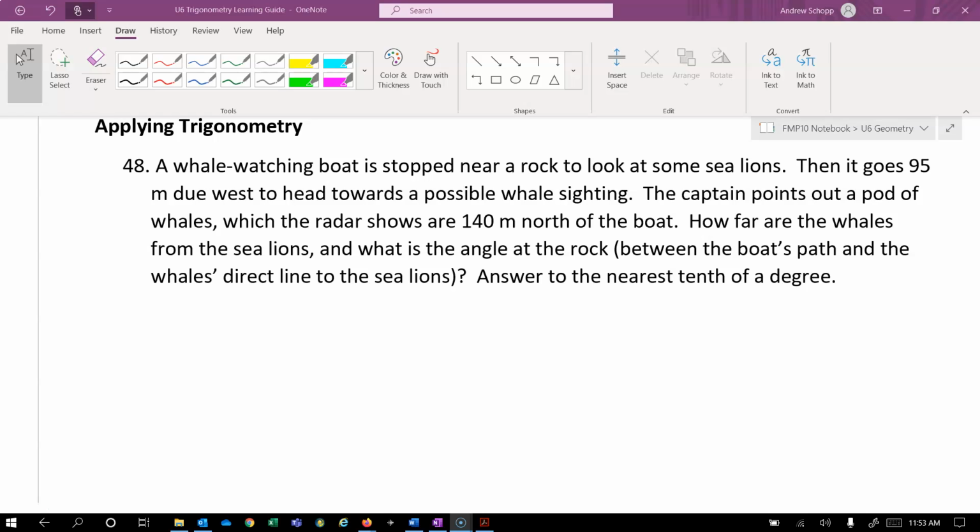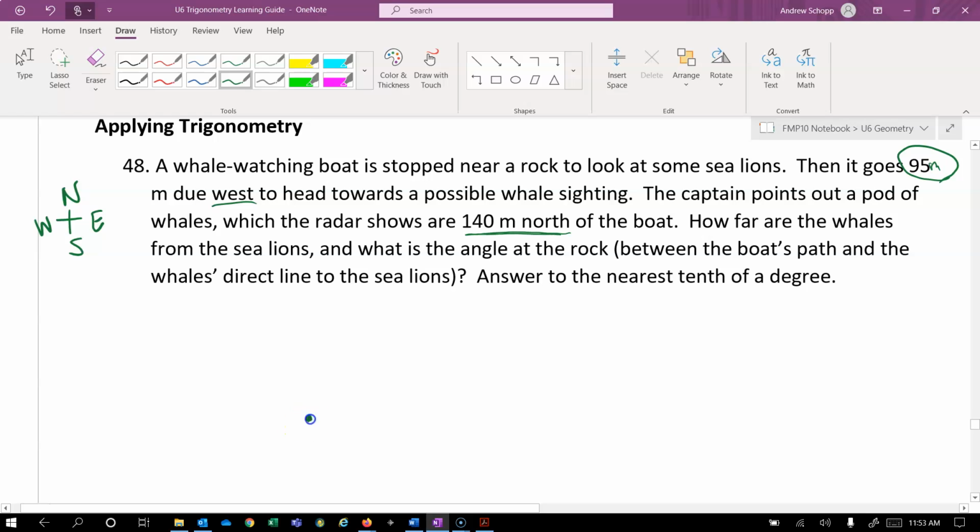Okay, so there's lots of information here. Important piece: the boat starts somewhere and goes 95 meters west. Then from wherever they end up, the radar shows some whales 140 meters north. So let's draw a picture for that first. Just a reminder of the compass, never eat shredded wheat, or never eat soggy wieners. However you remember it: north, east, south, west.